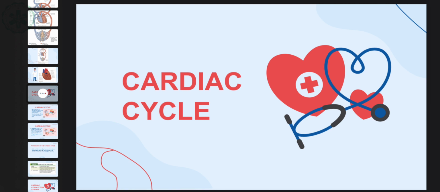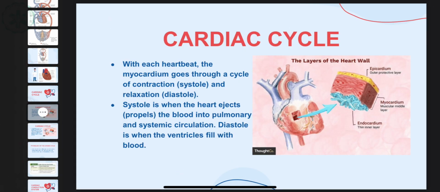Next, we have the cardiac cycle. With each heartbeat, the myocardium goes through a cycle of contraction, which we call systole, and relaxation, diastole. Systole is when the heart ejects the blood into pulmonary and systemic circulation, and diastole is when the ventricles fill with blood.